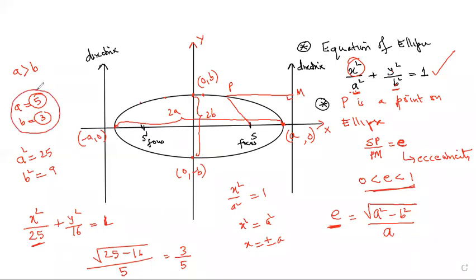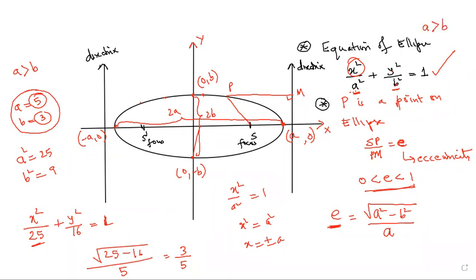This will happen only if a is greater than b. If a is less than b, what will happen? This length b will become bigger and a will become smaller. That will give another ellipse. Since I'm teaching you the standard ellipse, here I am taking a greater than b everywhere.